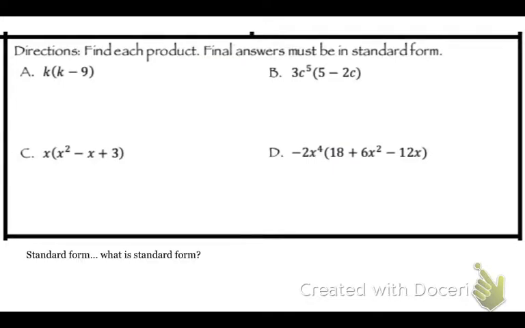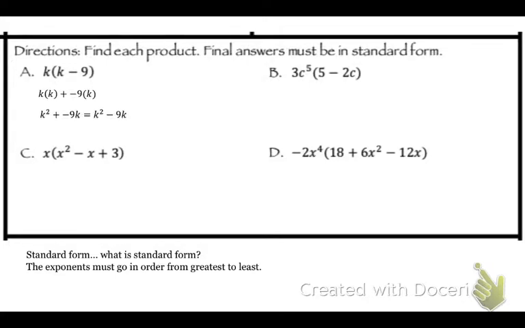Okay, find each product and then write in standard form. We already went over standard form. It's when the exponents go in order from greatest to least. So that first one ends up being k squared minus 9k.